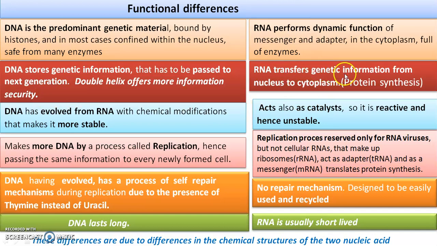RNA transfers genetic information from nucleus to the cytoplasm. That means whatever instruction is written on the DNA, RNA transfers it, brings it to the ribosome where protein is synthesized. DNA has evolved from RNA because of chemical modification. We have already discussed how uracil is methylated to thymine. Here RNA also acts as a catalyst, so it is highly reactive and so less stable.